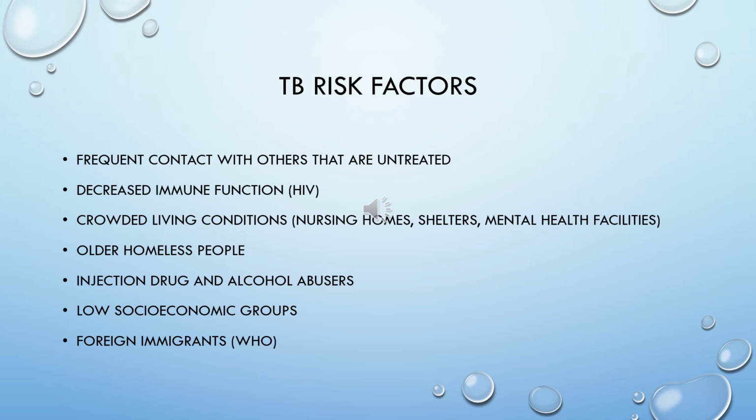Because we know people in lower socioeconomic groups are at a higher risk, you look at things like shelters and you may have somebody who's homeless, that is a drug and alcohol abuser. They're living on the streets, they can track this, they go into a shelter and they contaminate or spread this to other people. So these are all risk factors for the development of TB.